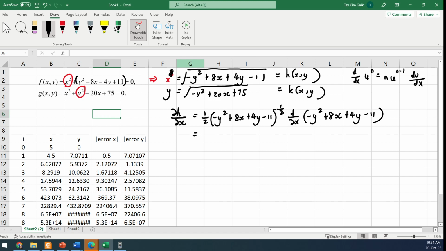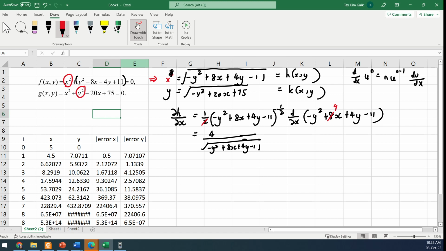So this one you have 8. Del del x gives 8 divided by 2, so the total is 4. Then the square root at the bottom of negative y squared plus 8x plus 4y minus 11. Here the 2 and this one, del del x of 8x gives 8, so 8 divided by 2 gives 4. So this is del h del x.